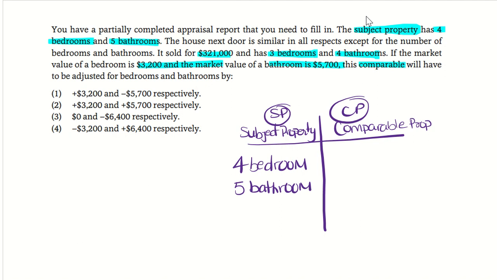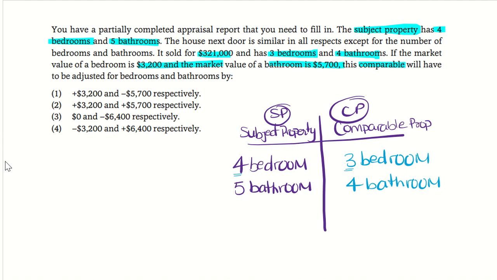And then they said the comparable has 3 bedrooms, and bathrooms we have 4. So they're saying if the market value of the bedroom is 3200 and the market value of the bathroom is 5700, what adjustments will we make? This comparable will be adjusted by what? The way you do adjustment, you look at which side has less. So the subject has a 4 bedroom, the comparable has a 3 bedroom.